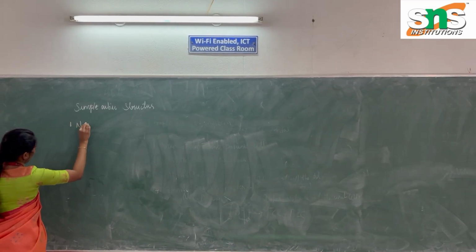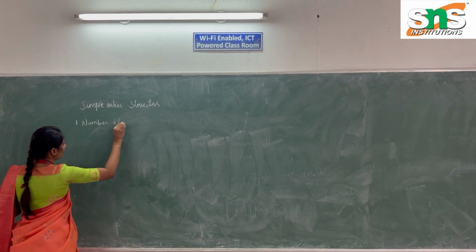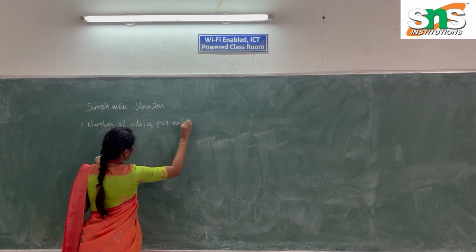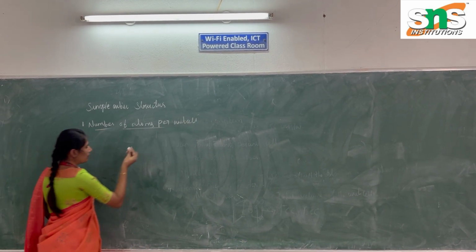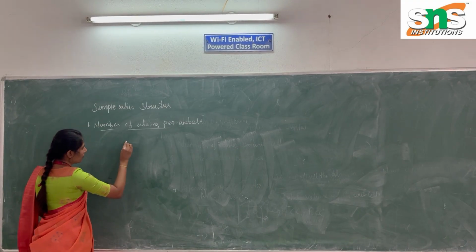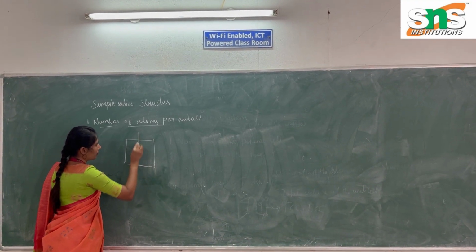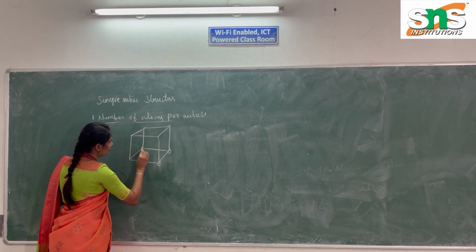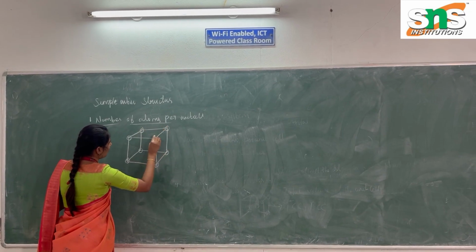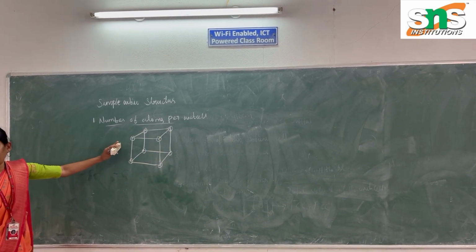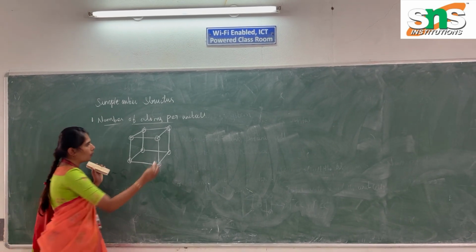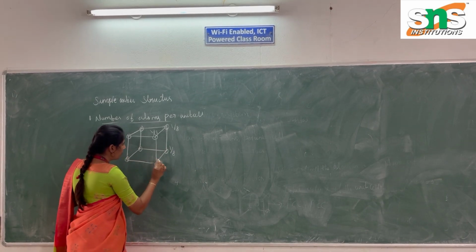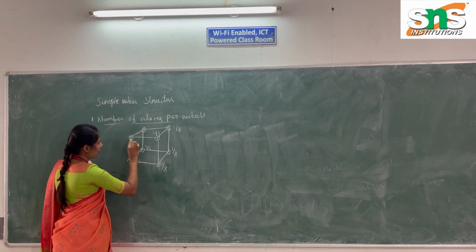First, the number of atoms per unit cell. In this case, the simple cubic system has 8 corner atoms: one, two, three, 4, 5, 6, 7 and 8. This is called the simple cubic system. Each atom is shared by 1 by 8 of the adjacent unit cell.